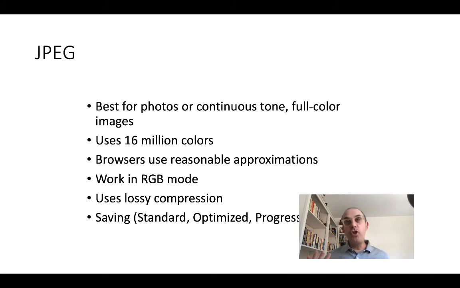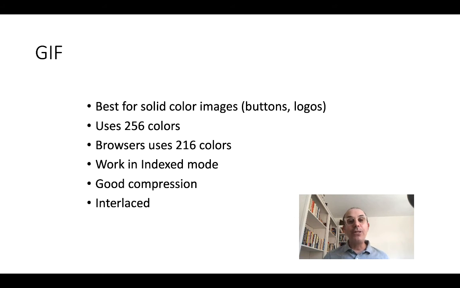So JPEG is the best for photographs, high resolution, uses 16 million colors, and has the ability to work with RGB mode, and it's usually able to have different formats. We can have it as a standard format, optimized and progressive, and that's giving us more options with regard to the quality.